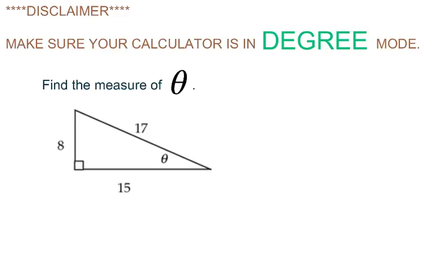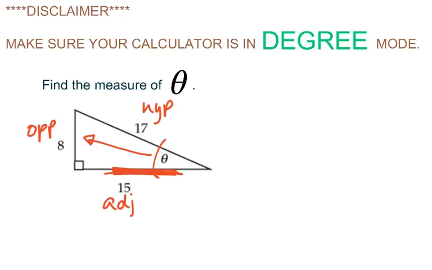So, let's find the measure of angle theta. First thing is very important, you label your triangle. So this is the opposite, this is the adjacent, and this is the hypotenuse. Again, opposite, adjacent, and hypotenuse are labeled. So in order to find theta, theta is equal to inverse sine of the opposite divided by the hypotenuse, so 8 over 17.